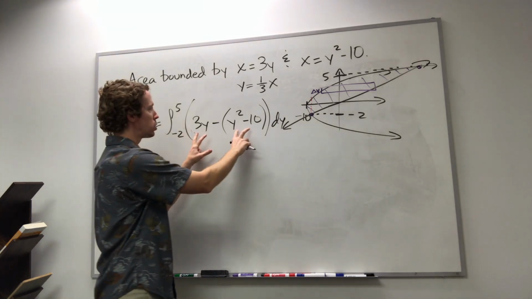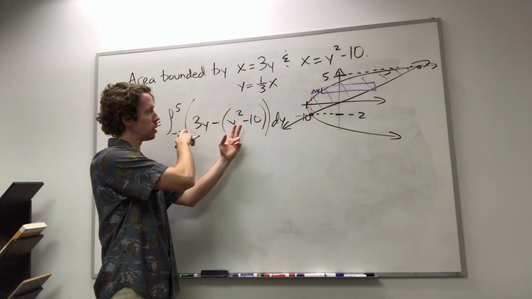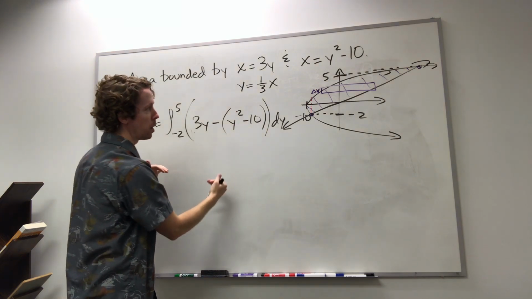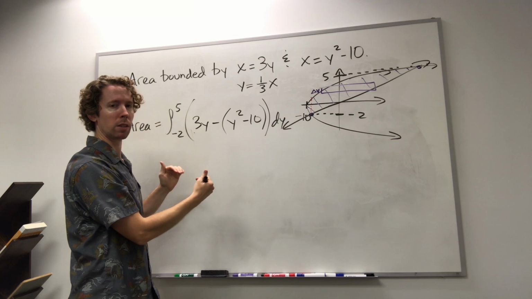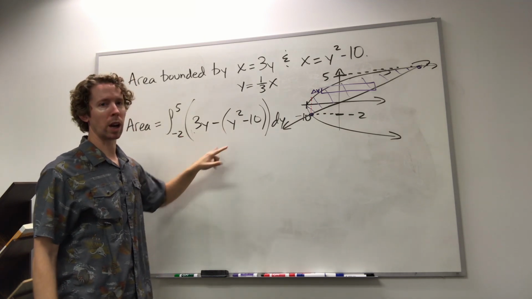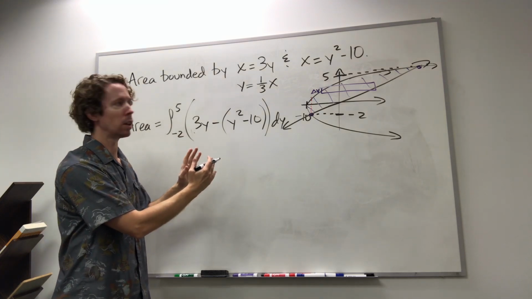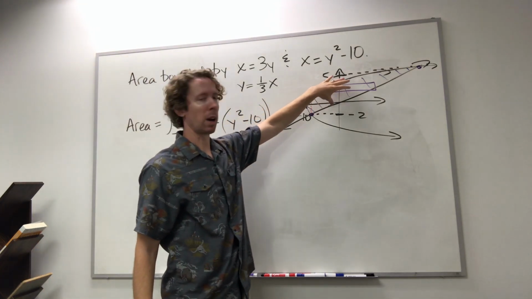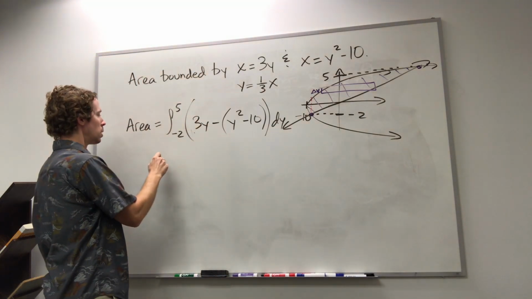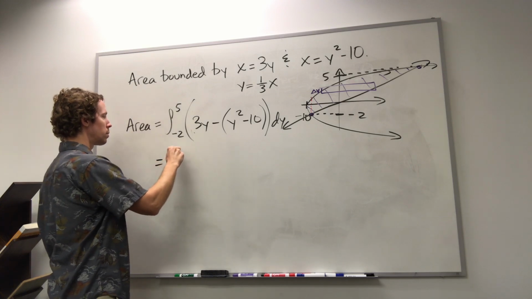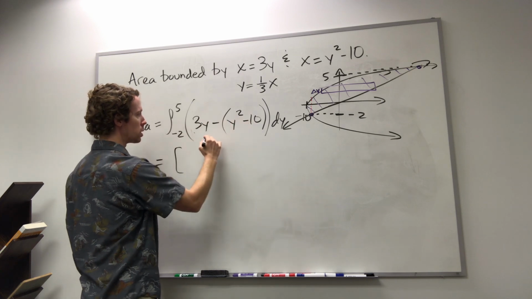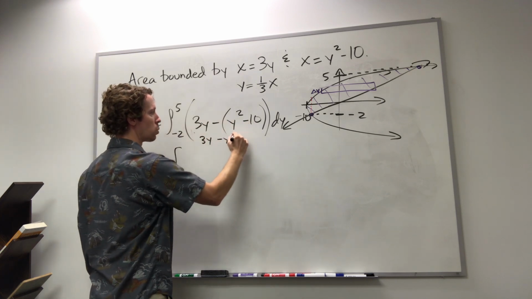If I happen to switch the top function and the bottom function, then I'll get the exact same final answer, except that I'll have a negative value instead of a positive value. So if I accidentally grabbed the wrong one, I'll just take the absolute value of the answer at the end. You should always get a positive answer for the area between two curves like this. I'll take the antiderivative. Notice I need to distribute this negative, so this is really 3y minus y squared plus 10.